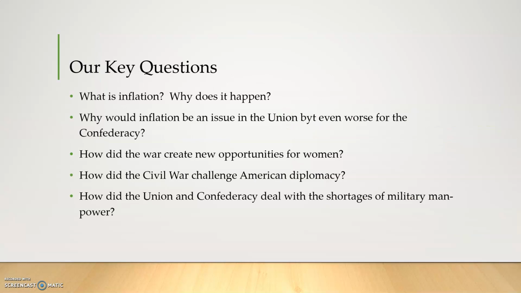Here are our key questions. We'll look at inflation. We talked about that briefly earlier. What is inflation and what's its value? We're going to look at why inflation would be an issue in the Union, but even worse in the Confederacy. How did war create new opportunities for women? And how did the Civil War challenge American diplomacy? And then finally, how did the Union and Confederacy deal with the shortage of military manpower? You can't field an army without soldiers. So we're going to look at all of those key questions. There'll be a quiz on this presentation following it, so please listen carefully. I hope you've pulled out the copy of notes as you've been instructed so you could have reviewed them and will follow along.